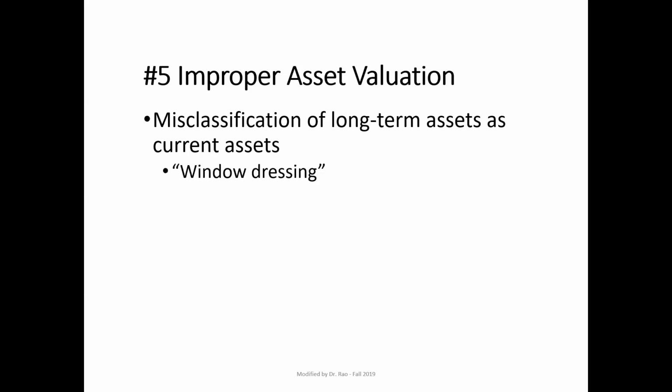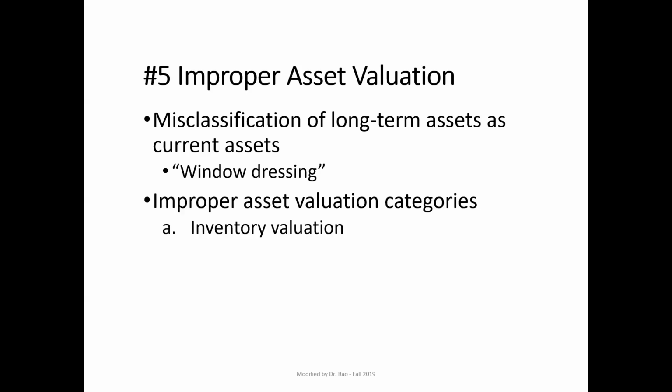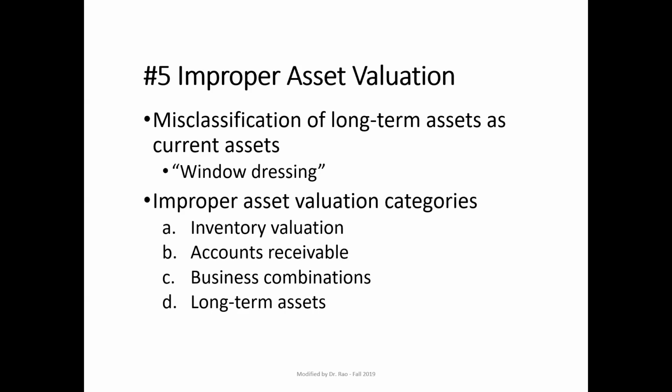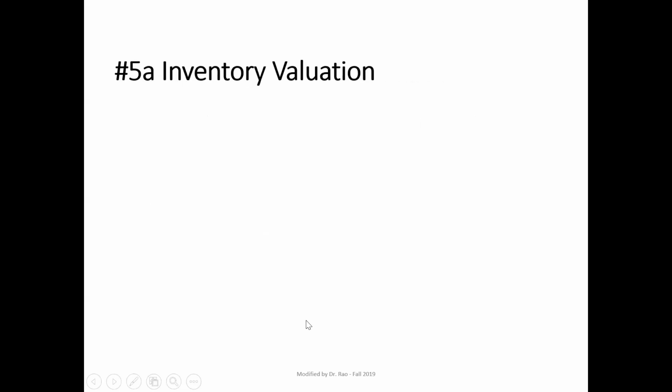It could be window dressing. That is, I just want those ratios to look good. So what type of assets could be misclassified? Inventory, accounts receivable, business combinations, long-term assets. So we'll go over each of these.